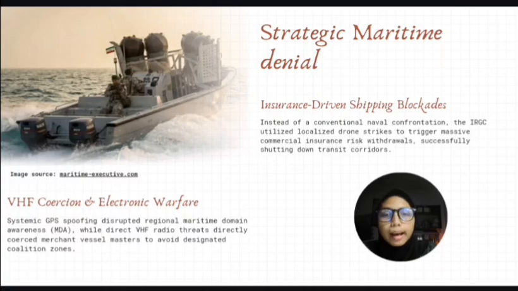So, we have insurance-driven shipping blockades. Instead of conventional naval confrontation, the IRGC utilized localized drone strikes to trigger massive commercial insurance risk withdrawals, thus successfully shutting down transit corridors.